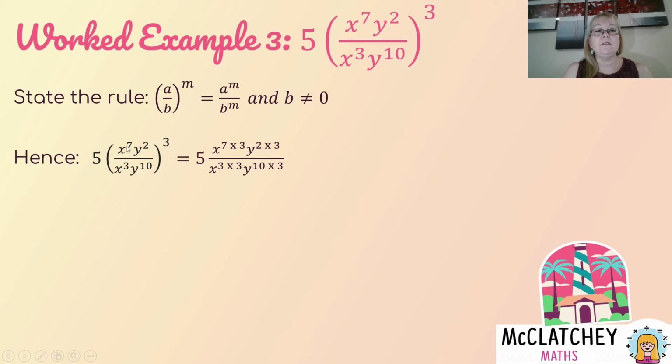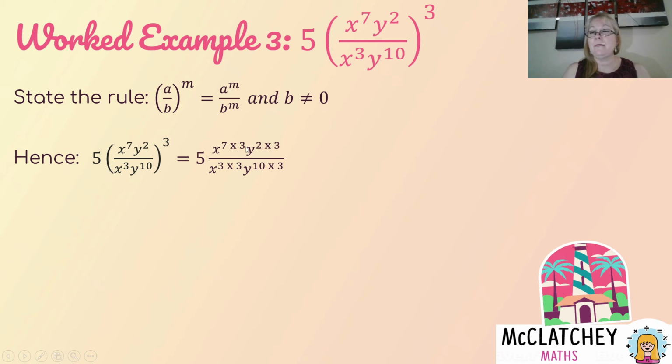So now I've got the x to the power of 7. It gets the power of 3. y to the power of 2 gets the power of 3. x to the power of 3 gets the power of 3. y to the power of 10 gets the power of 3. So everything in the brackets is raised to the power. So that means we're all going to be multiplying.